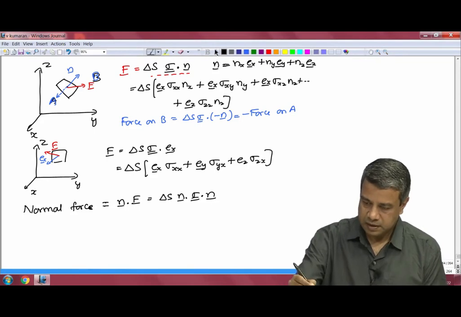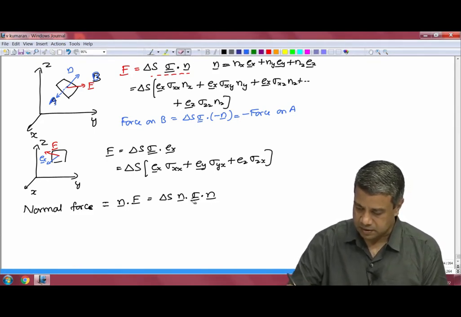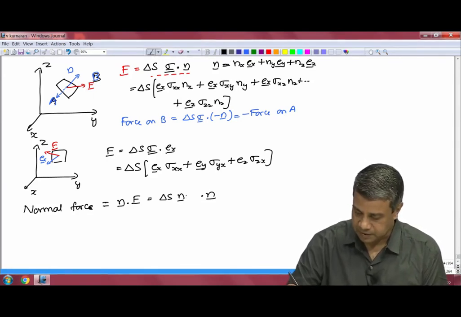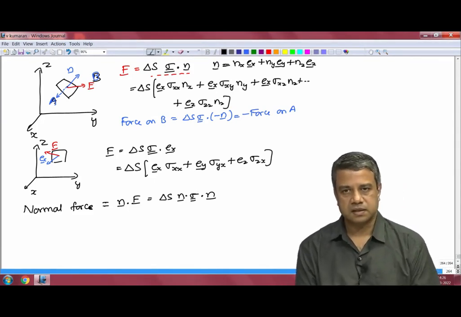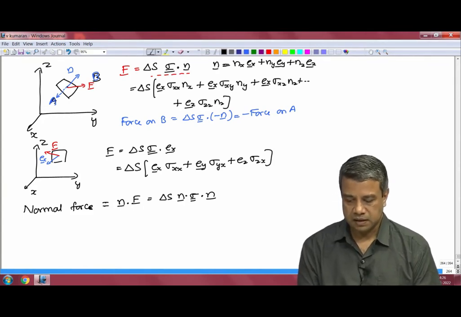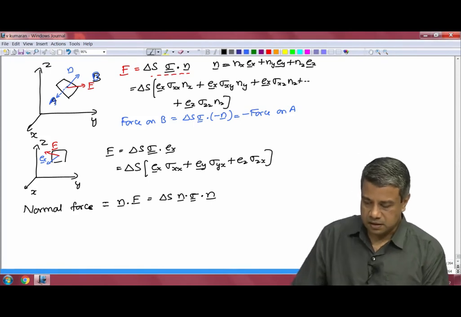Note that sigma has 2 directions associated with it. And therefore, if you take the dot product of 2 directions both with the unit normal n, you will get a scalar. And this is the normal force Fn.